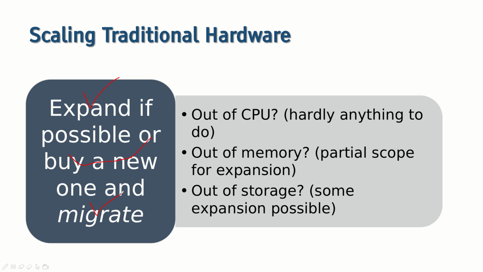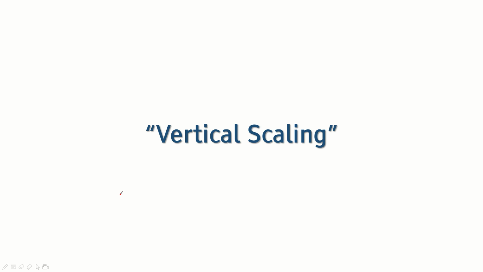This method of scaling your computational power or your storage requirements is called vertical scaling. So vertical scaling is another way of saying that you have to buy a new piece of hardware and you can't augment the existing capacity easily.